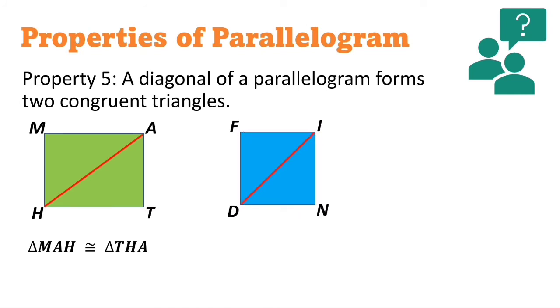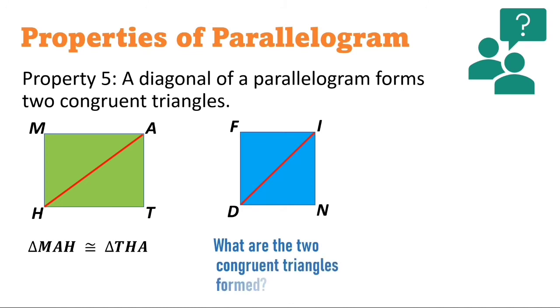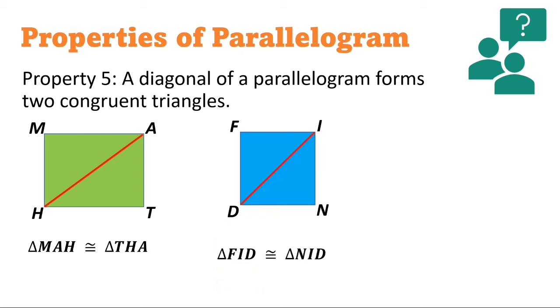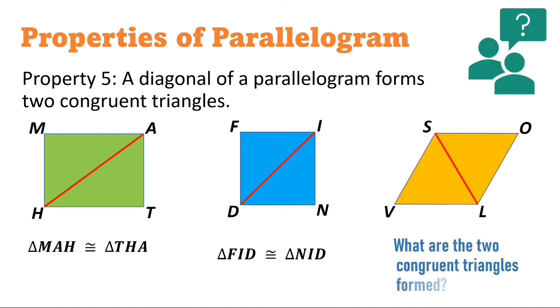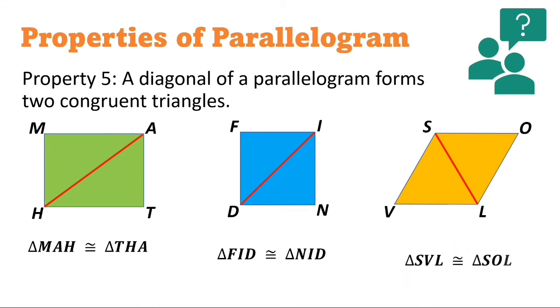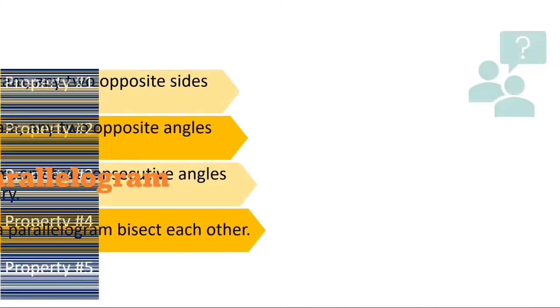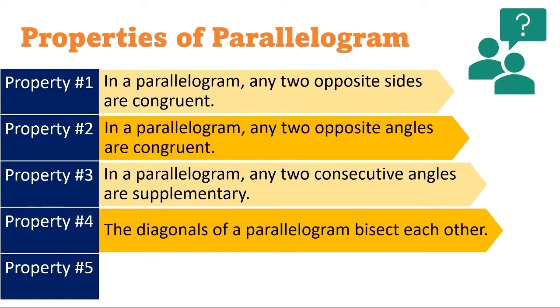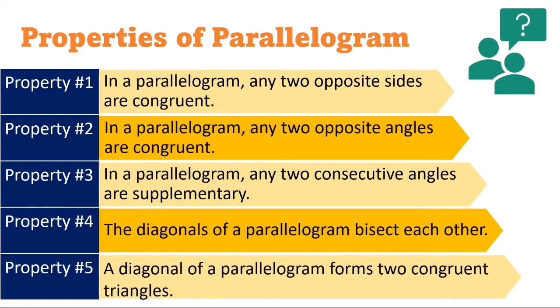Let us have another example. What are the two congruent triangles formed? That's correct. Triangle FID is congruent to triangle NID. How about this last example? What are the two congruent triangles formed? Very good. Triangle SVL is congruent to triangle SOL. Remember, that is property number 5. A diagonal of a parallelogram forms two congruent triangles.